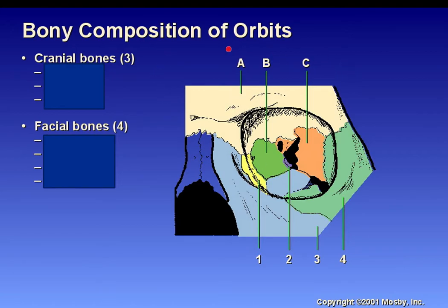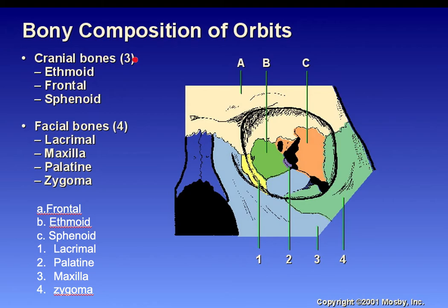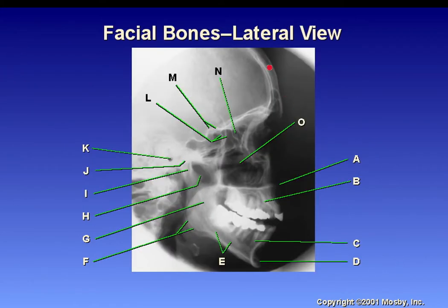Bony composition of orbits. So know what bones make up the orbits, know where they are and what they are, okay? Laid out right here. 3 cranial bones, 4 facial bones. So that's what makes up the composition of the orbits.